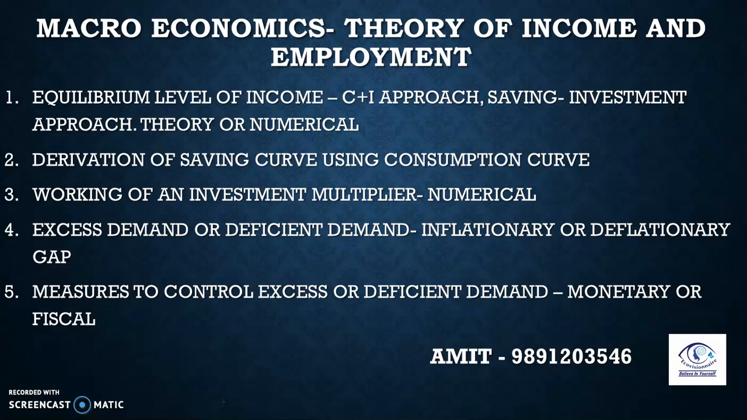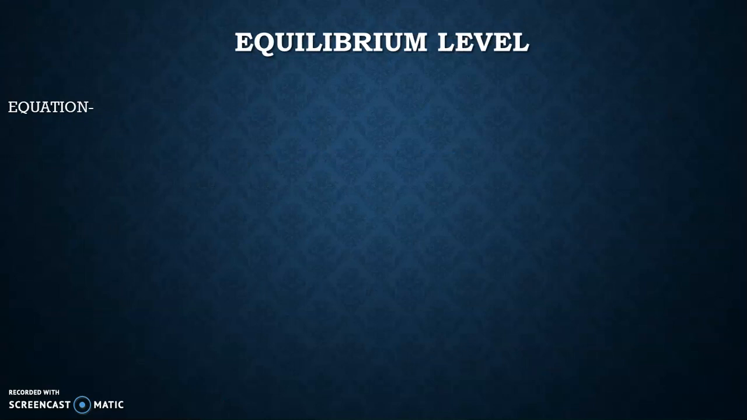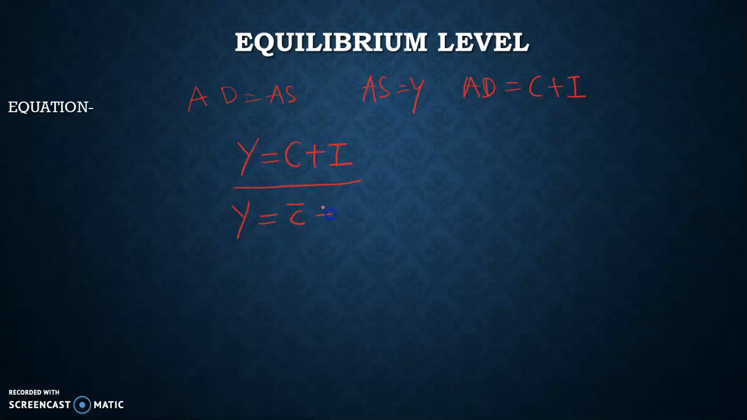I'll explain on the next slide how the numerical on equilibrium comes. When they talk about equilibrium, it is AD equal to AS. We know that AS is national income and AD is consumption plus investment. So we get a very easy equation: at equilibrium, Y is equal to C plus I. Further expanding consumption, we get C is equal to C bar plus bY, so Y is equal to C bar plus bY plus I.